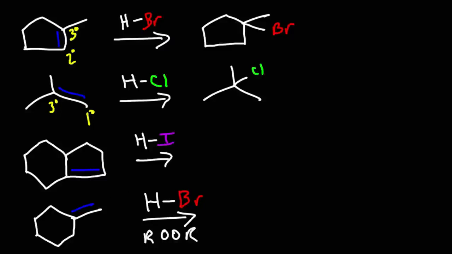For the next example, where will the iodine go? Will it go on this carbon or on this one? So this carbon here is secondary. It's connected to 2 other carbons. This one here is tertiary because it's attached to 3 different carbon atoms. So this reaction is regioselective. It's going to proceed with Markovnikov addition. So the iodine atom is going to be added to the tertiary carbon.